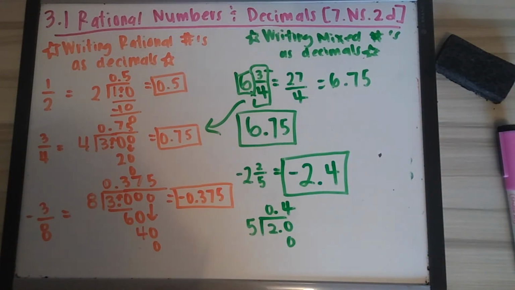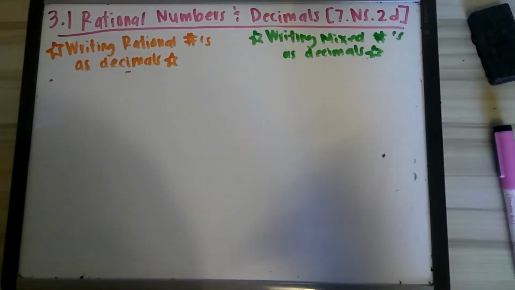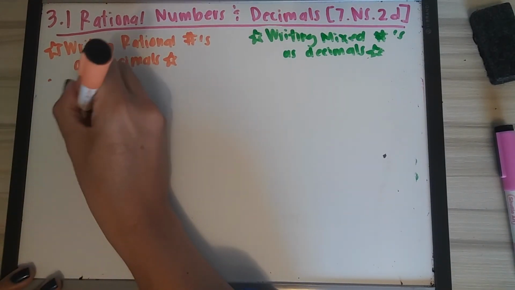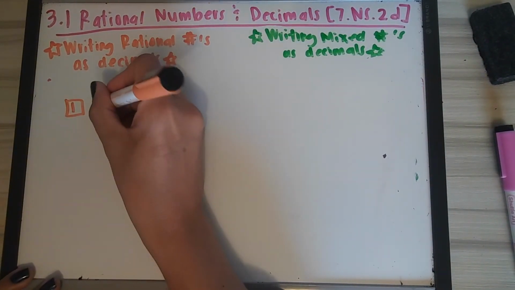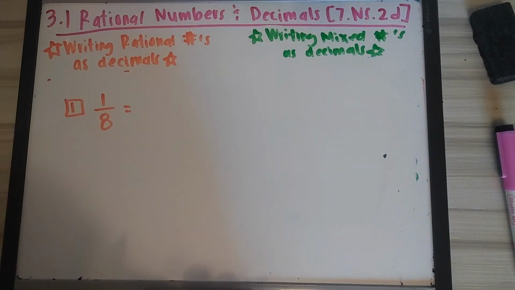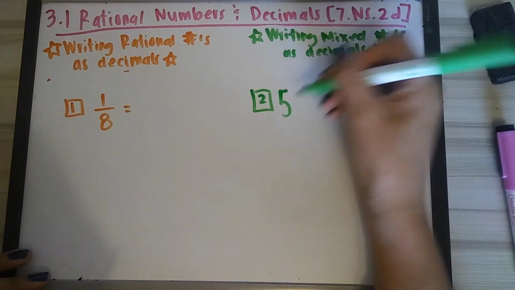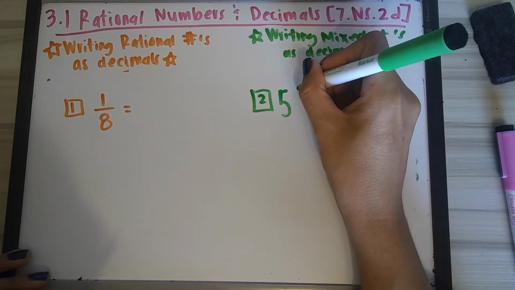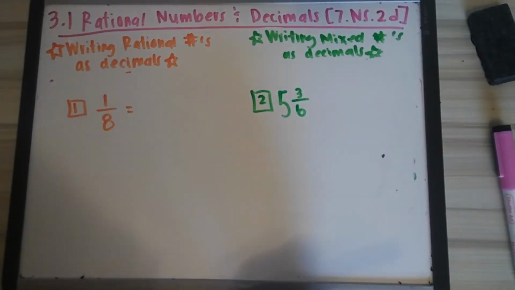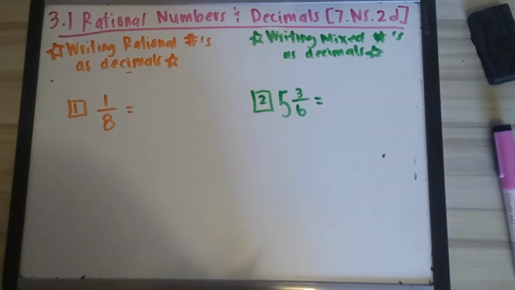So let me give you homework to practice. I'm going to have you guys do two problems. The first one, you're going to get me 1/8 into a decimal form. And then we're going to have you do 5 3/6 into a decimal form as well. Okay, so convert into decimal.